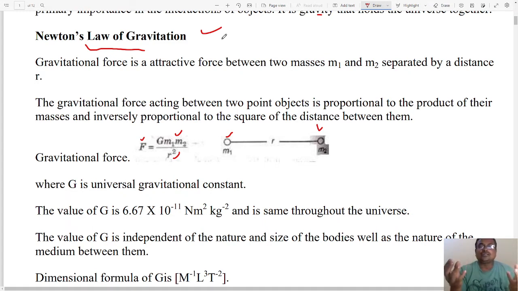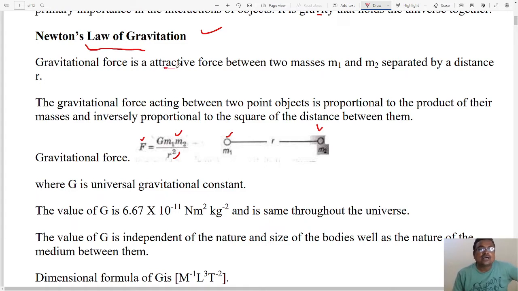Suppose, my dear friends, you take two magnets. If the magnets are small, the attraction is small. If the magnets are bigger, the attraction will be more. If the two magnets are kept far away, what will happen? The force will become less. If you bring the two poles near, the force will be more. In Newton's law of gravitation, the force of attraction between two objects m1 and m2 depends directly on the product of masses and inversely on the square of the distance between them.